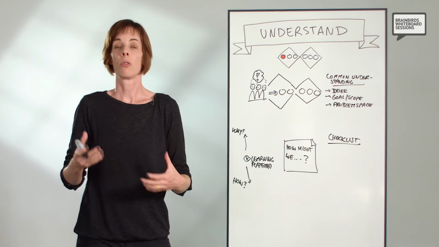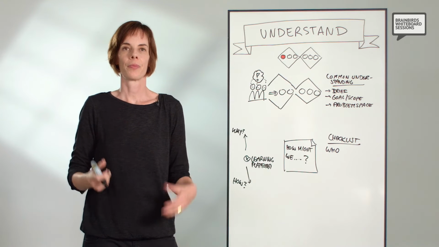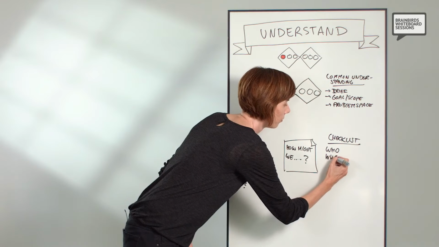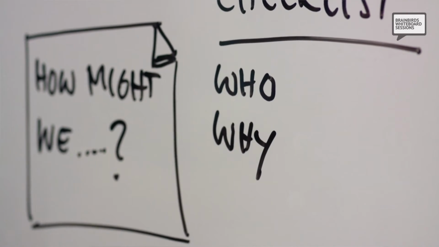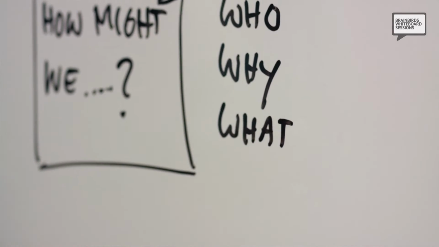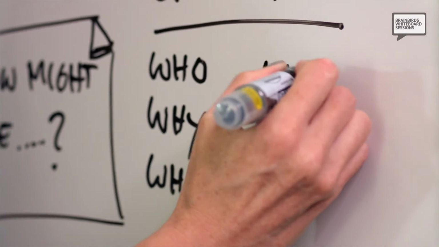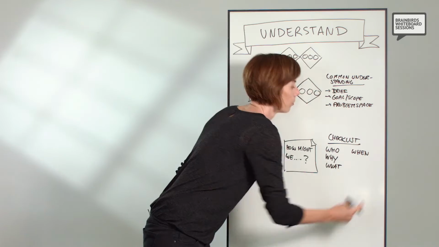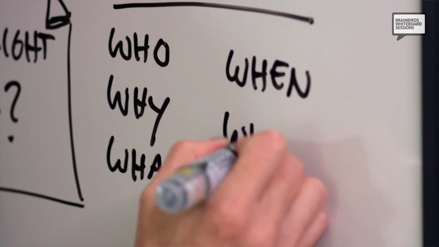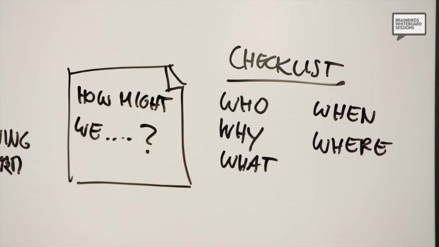First of all, you have to decide who the actual user is. Next step is, why do they actually need a new solution? What are they actually currently using as a solution? When is the project supposed to go live? So what's the general timeline of the project? Where will the solution be used? And how is it actually going to be implemented at the end?